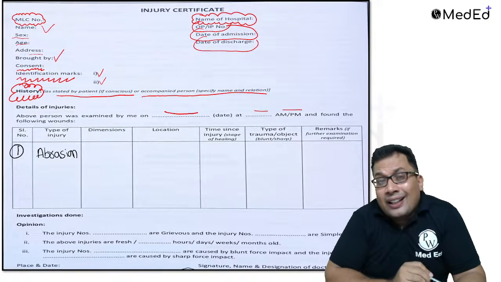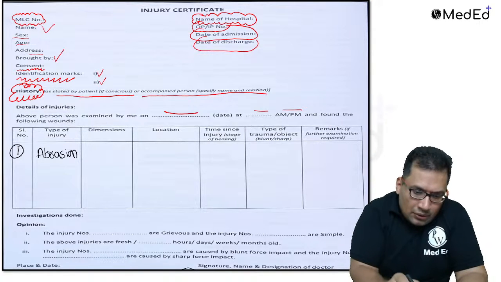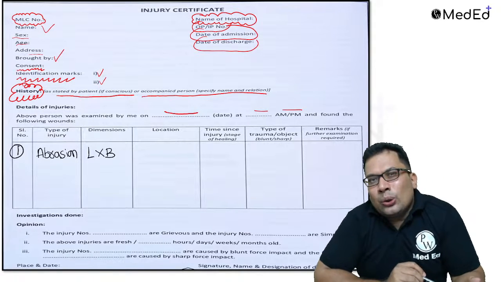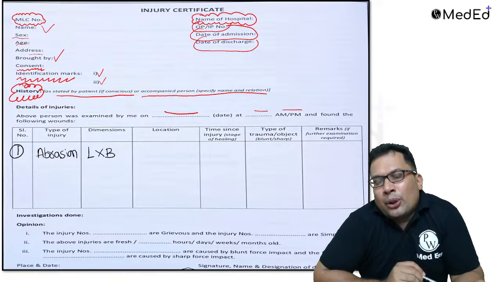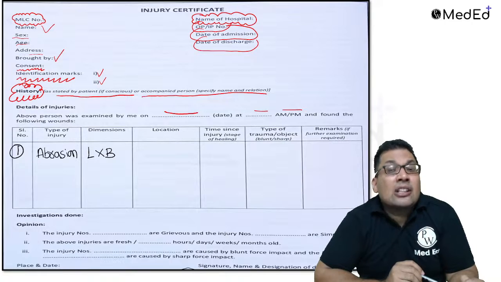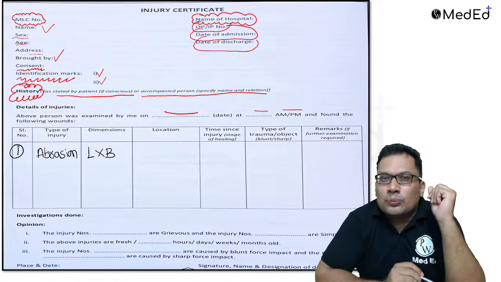Then you need to write the dimensions, like length and breadth. Abrasion is a two-dimensional injury. You can write a particular length and a particular breadth. But in case of laceration, stab wound, or incised wound, you need to mention depth also.